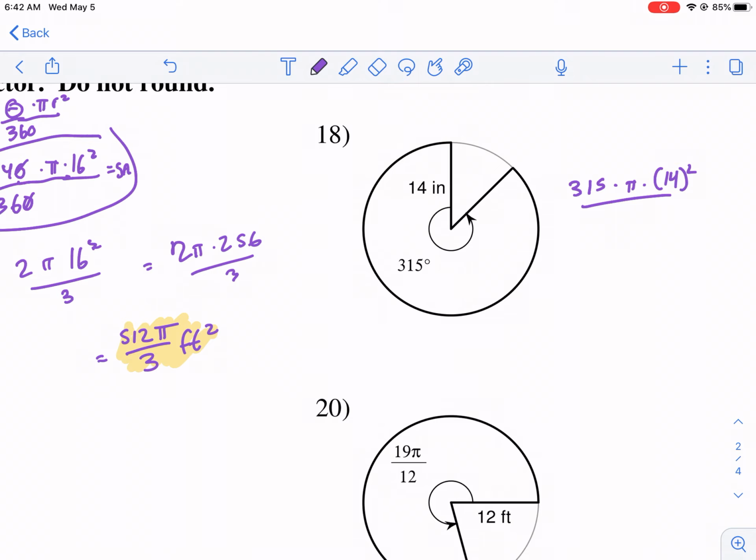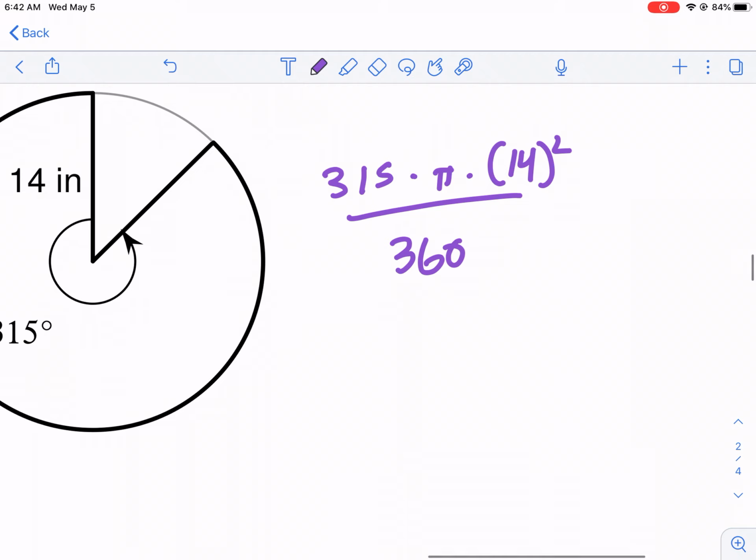14 squared over 360. This one's going to be a little tougher to reduce. We need to find common factors. I wonder if they're both divisible by 15. And 315 is, 360 should be also. And it is. Okay. So I reduce both these by 15. I get 21 times pi times 14 squared. And I guess I can go ahead and do 14 squared, which is 196. So I'm going to write 196 instead.